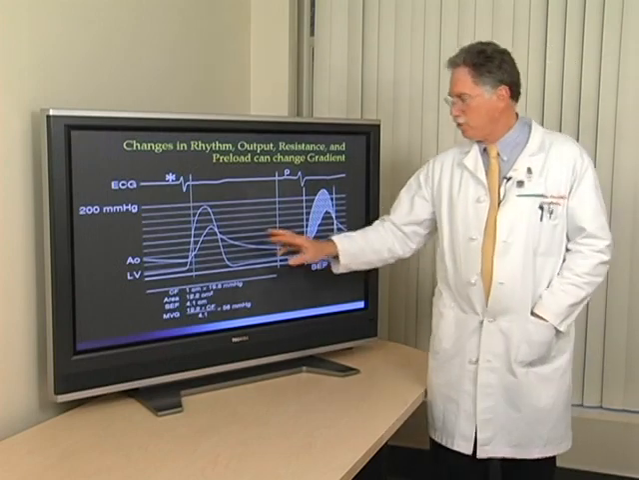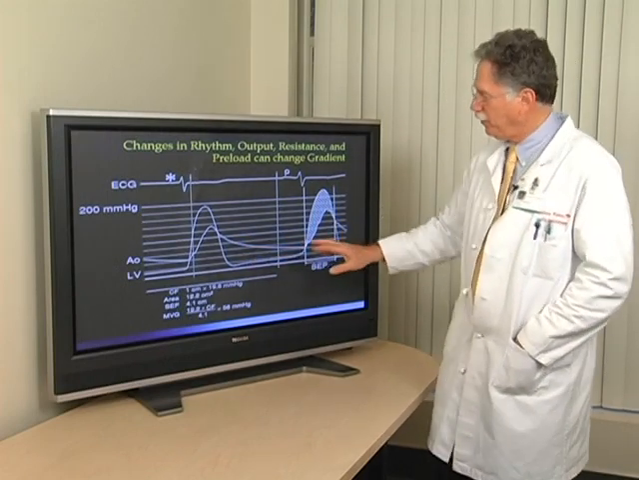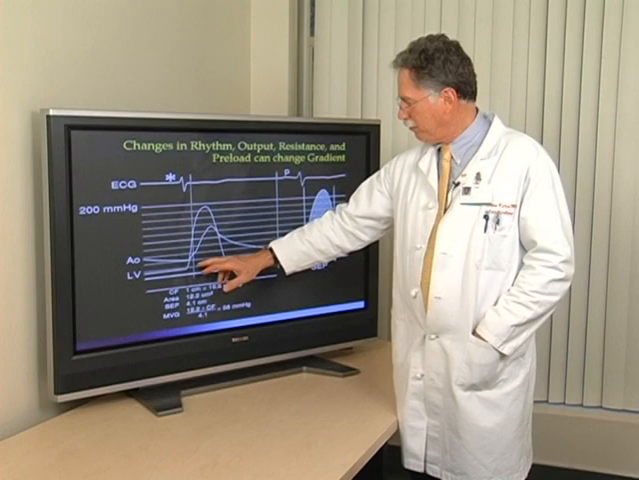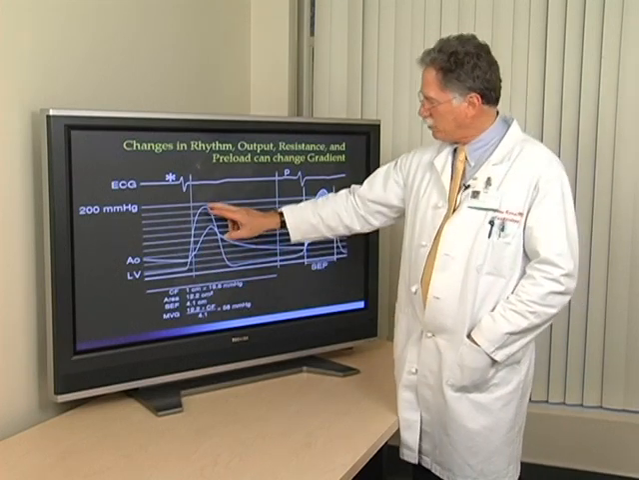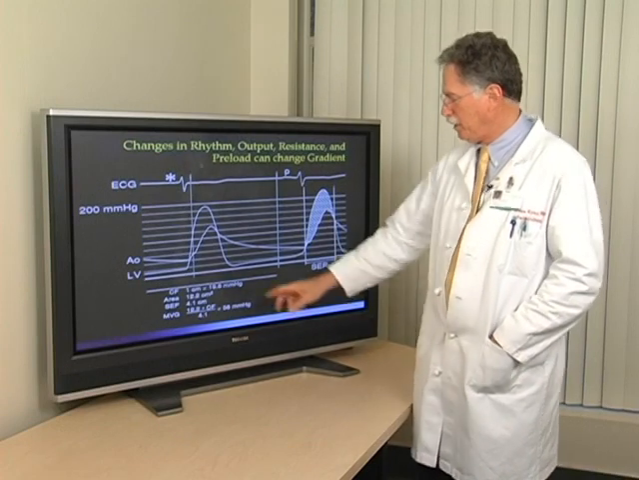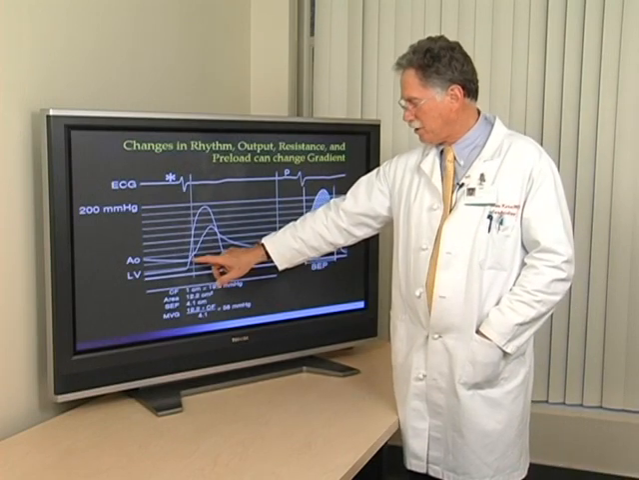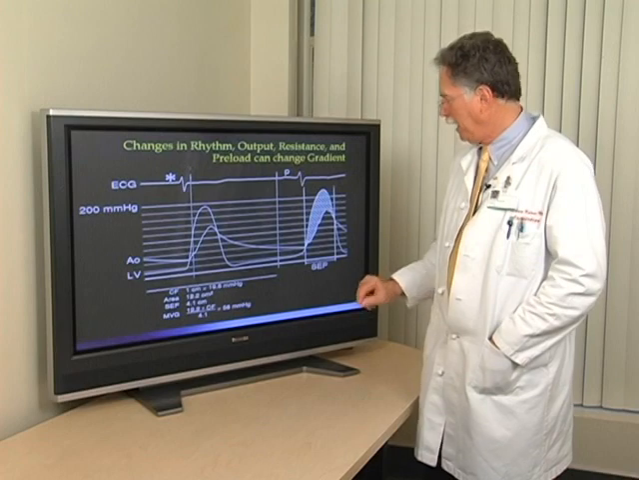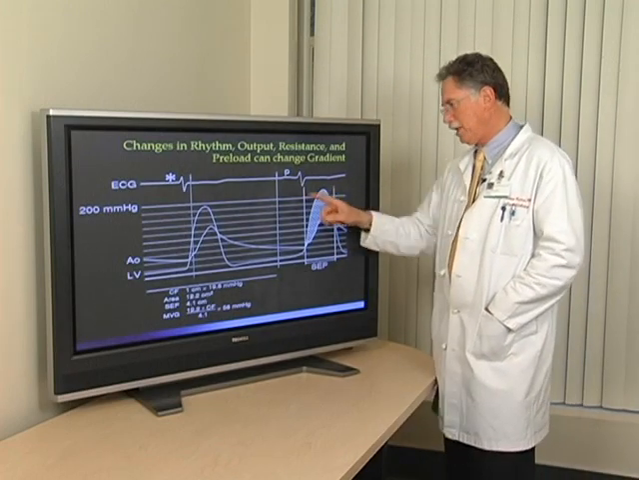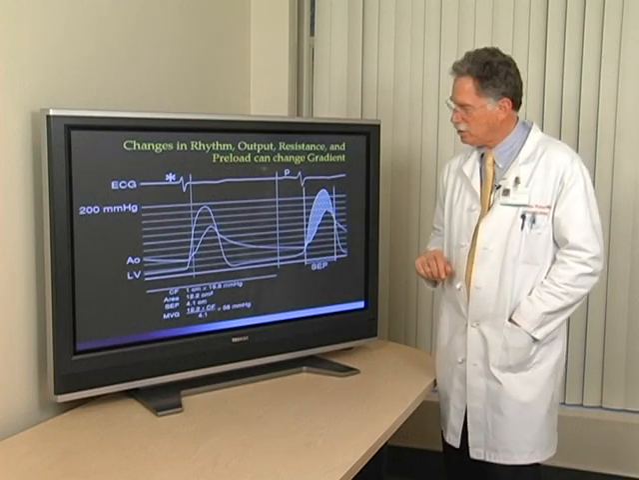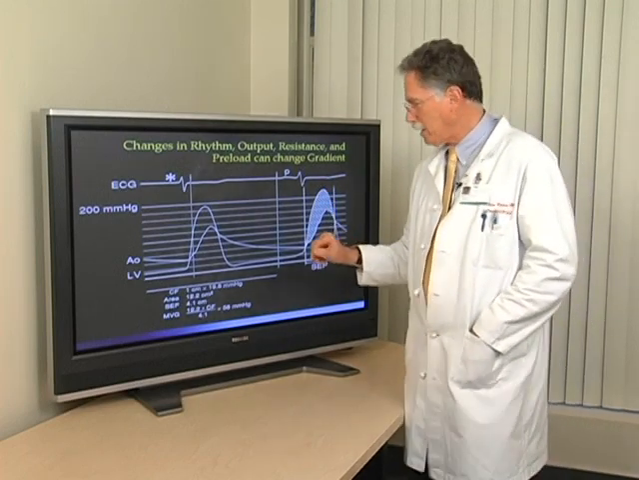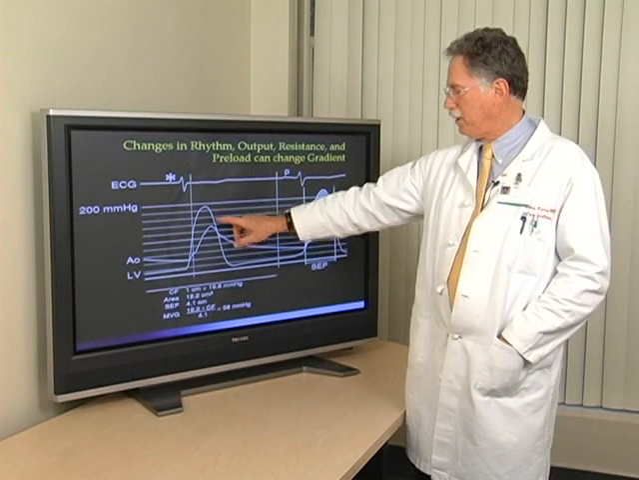Now we have two gradients on two beats. We have a pressure gradient here that is of a certain size with LV pressure just under 200. We know this is a centrally measured pressure because there's no femoral artery delay. And we see a second beat with a considerably larger gradient in this aortic stenosis. So the question that's asked is, why is this gradient bigger than this gradient?